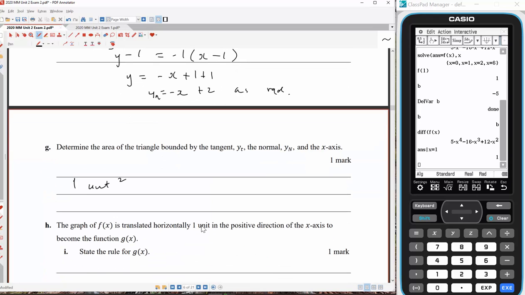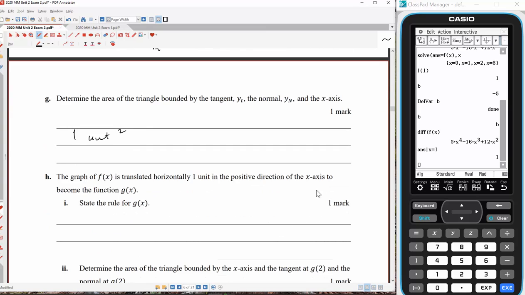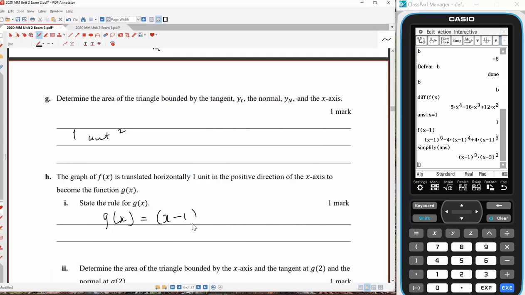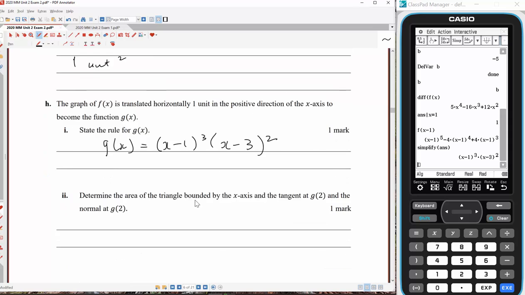The graph is translated horizontally 1 unit in the positive direction to become g of x. So the best way to do these problems, girls, is to simply, when you want to translate 1 unit in the positive direction of the x-axis, go f of x take 1. So let's drop x take 1 into the function, and we get that. Let's just run a simplify on that. Yeah, it comes out nice and pretty. Okay, so there's g of x.